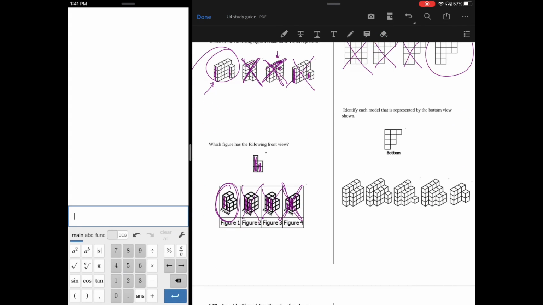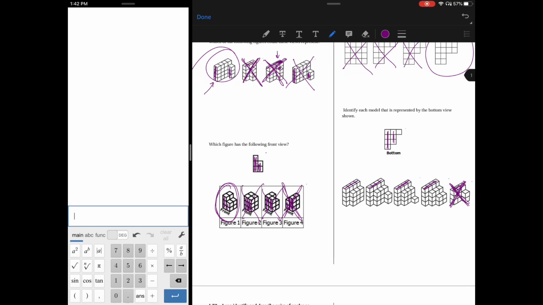And then we'll look at the last one in this learning target, identifying which models are represented by this bottom view. So the bottom view is basically the same as the top. So we'll have 4 on the outside row. There's 4 in that one. There's 4 in that one. 4, 4, and then this last one only has 3, so we can cross it out.